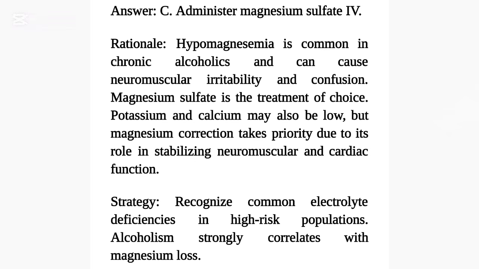Rationale: hypomagnesemia is common in chronic alcoholics and can cause neuromuscular irritability and confusion. Magnesium sulfate is the treatment of choice. Potassium and calcium may also be low, but magnesium correction takes priority due to its role in stabilizing neuromuscular and cardiac function. Strategy: recognize common electrolyte deficiencies in high-risk populations. Alcoholism strongly correlates with magnesium loss.